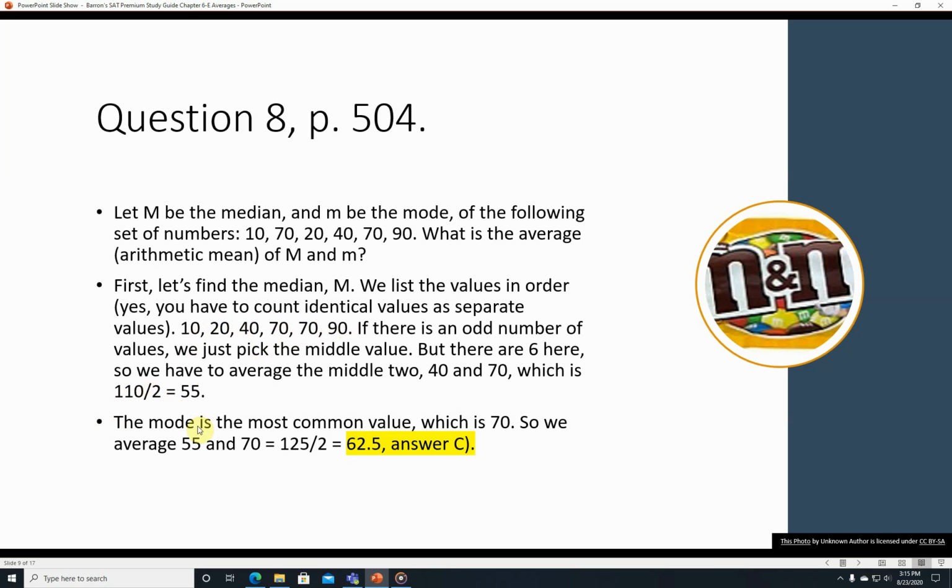So the mode is the most common value. You may have heard of pie a la mode. That literally means pie to the style, because it's very stylish to eat your pie with ice cream. Mode means style or fashion, so the most popular one is in style. That's one way to remember what the mode is. So the mode is the most common value. Here, 70 appears twice, so that's the most common value. So we average 55 and 70 to get 125 over 2, which is 62.5, or answer C.